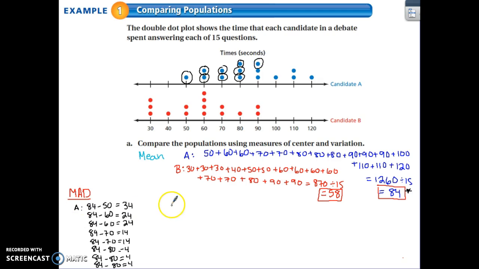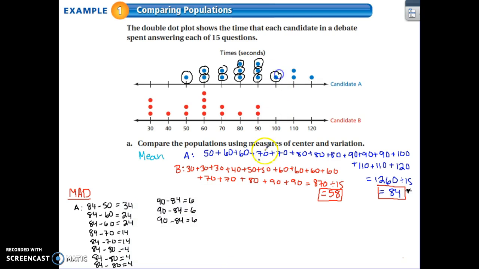Now I still have the right half to do. 90 is my next dot. Since 90 is bigger than 84, I'm going to start with the 90 and take away 84. We never want negative numbers. 90 take away 84 tells me that it's 6 units away. The next dot is also 6 units away. And I have a third 90, so 90 take away 84 is 6 units away.